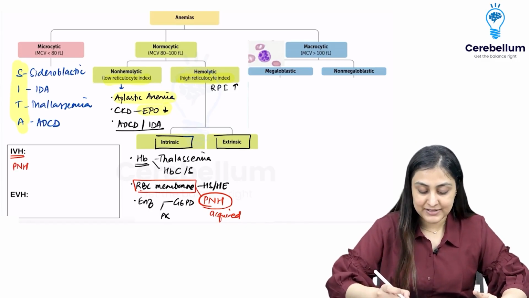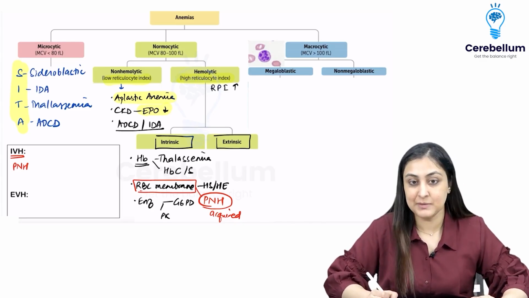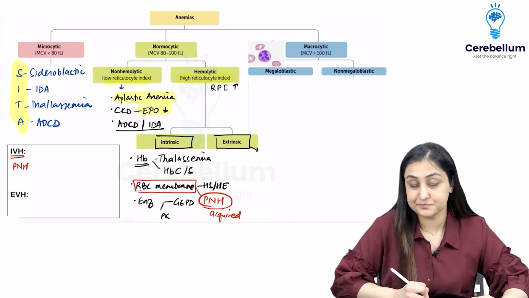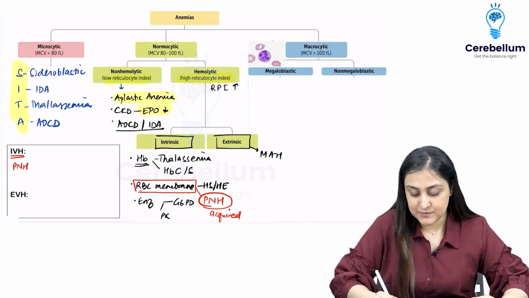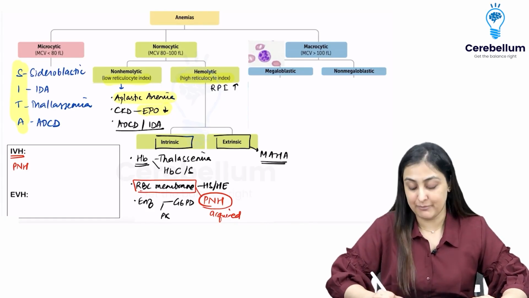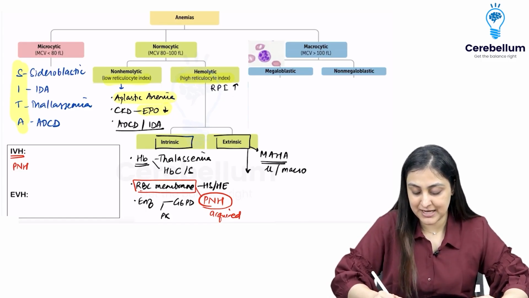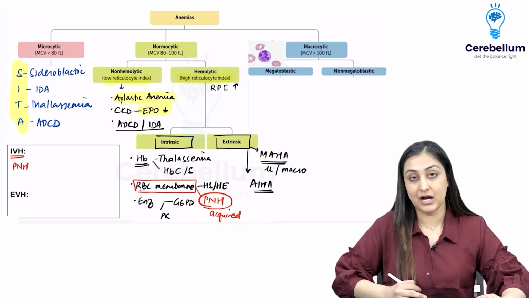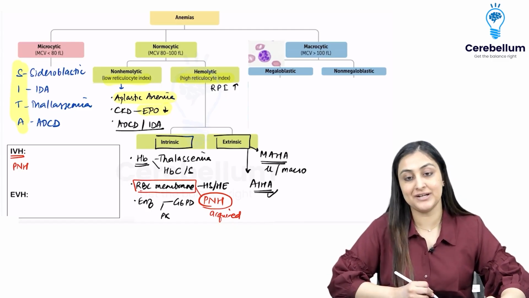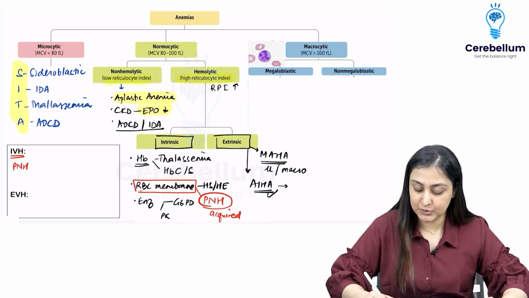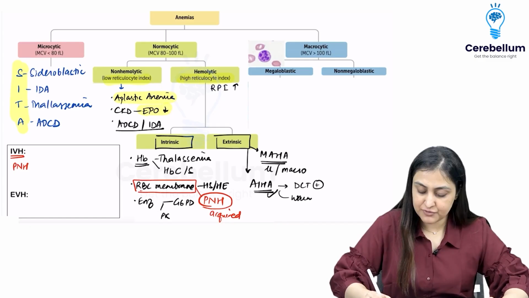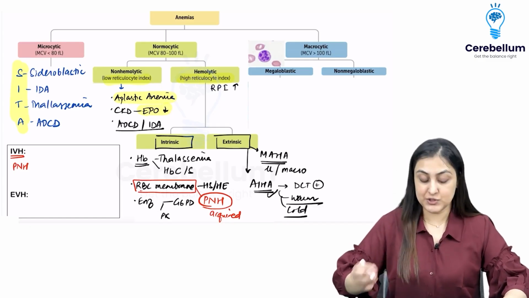On the other hand, extrinsic causes outside the RBCs, the problems could be with MAHA, as we have already discussed. So, here you have microangiopathic or macroangiopathic, you're going to be seeing schistocytes, or it could be AIHA. So, AIHA and MAHA are the two causes. This also we have already done. So, here in autoimmune, you can have direct Coombs test, which is positive. We've done the causes of warm and cold. Warm is IgG, cold is IgM. Alright, so this is sorted.